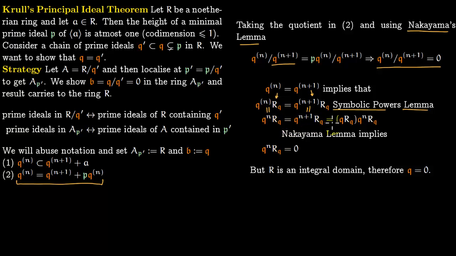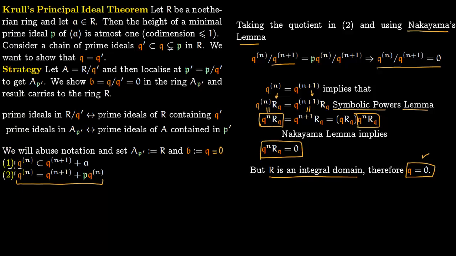So if these two are equal, this equality carries over here. This side you can rewrite as Q R_Q times Q^n R_Q. Now again you use Nakayama's lemma, this is the same as this. So we have to have the case that Q R_Q is 0 by Nakayama's lemma, but R is an integral domain, so therefore it has to be the case that Q is 0, and that's what we wanted to show. We had set Q as a B. So essentially we have shown that B is 0 and Q is equal to Q prime. Now the only thing we have to show is 1 and 2.